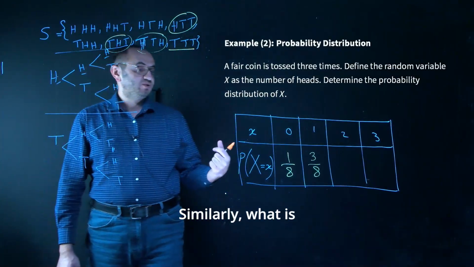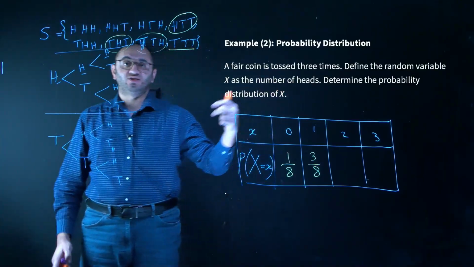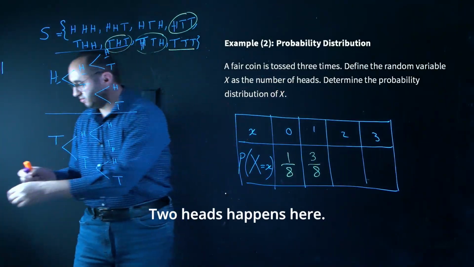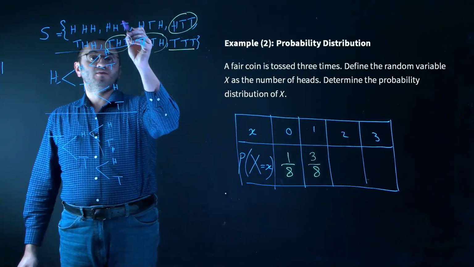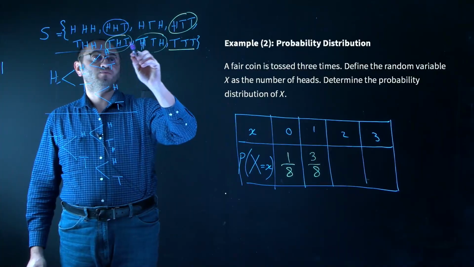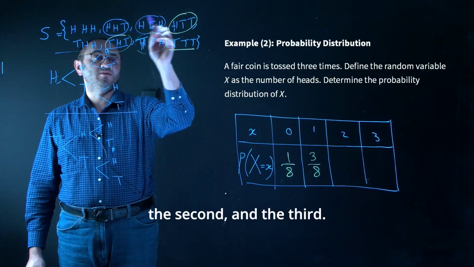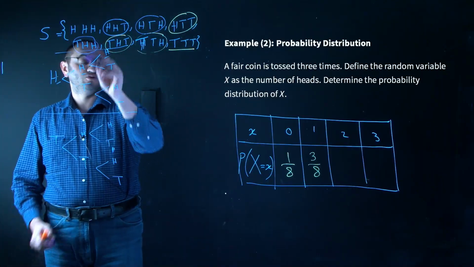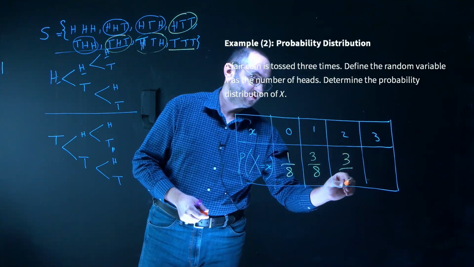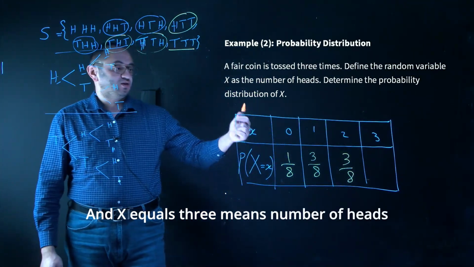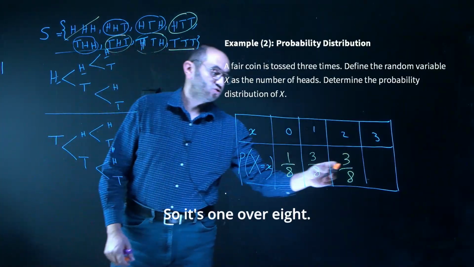Similarly, what is the probability X equals 2? Two heads happens in the first, the second, and the third case here. So similarly, it's 3 divided by 8. And X equals 3 means the number of heads equals 3, which is the first one here. So it's 1 over 8.